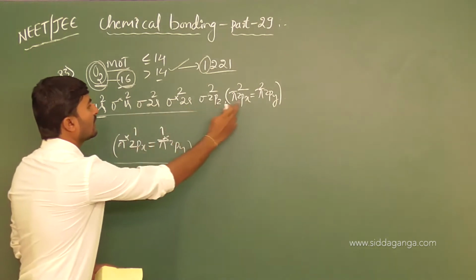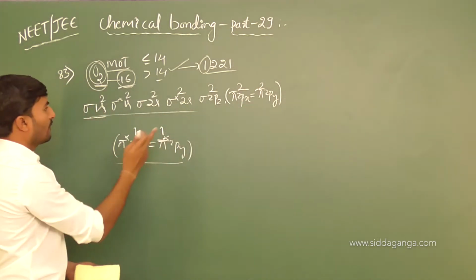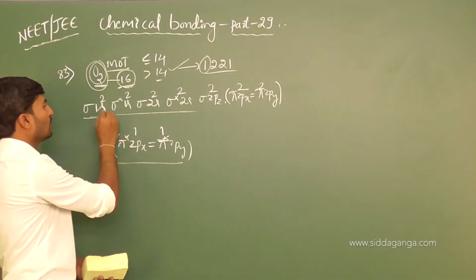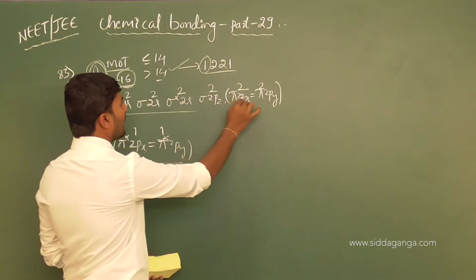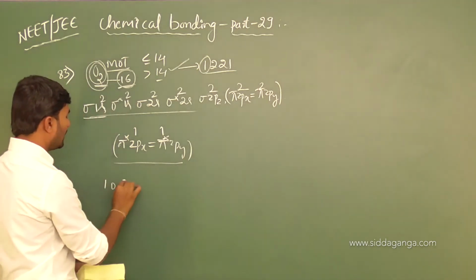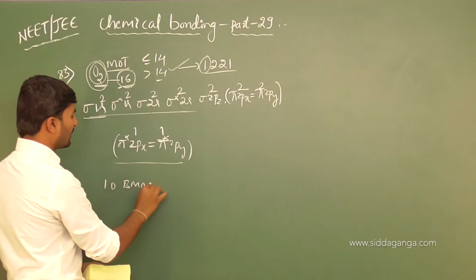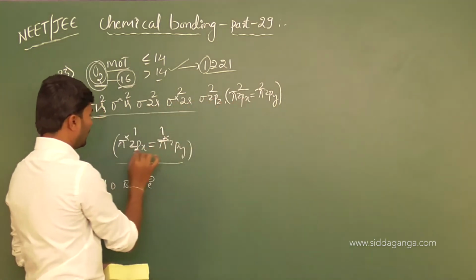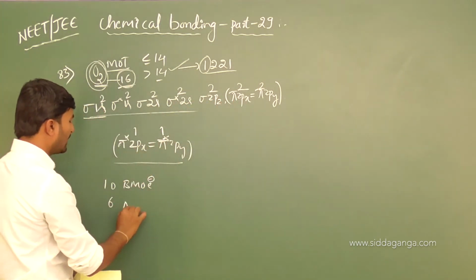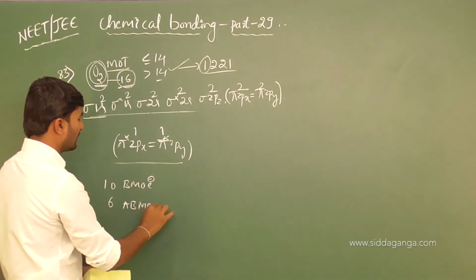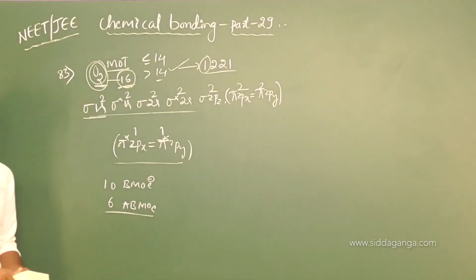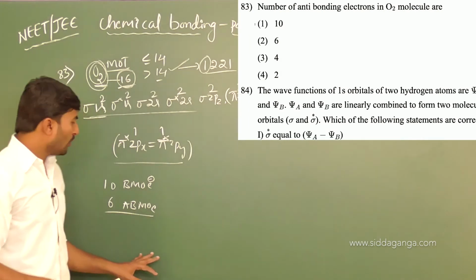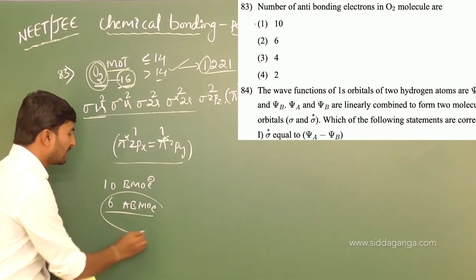1, 2, 3, 4, 5 bonding molecular orbitals are there, and how many electrons do they hold? 2, 4, 6, 8, 10, that means 10 BMO electrons, followed by 2, 4 plus 2, 6 anti-bonding molecular orbital electrons. So which is the question here? The number of anti-bonding electrons in the O2 molecule. How many anti-bonding electrons are there here?